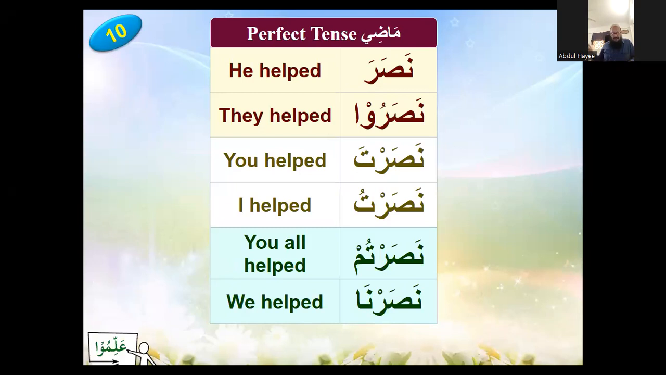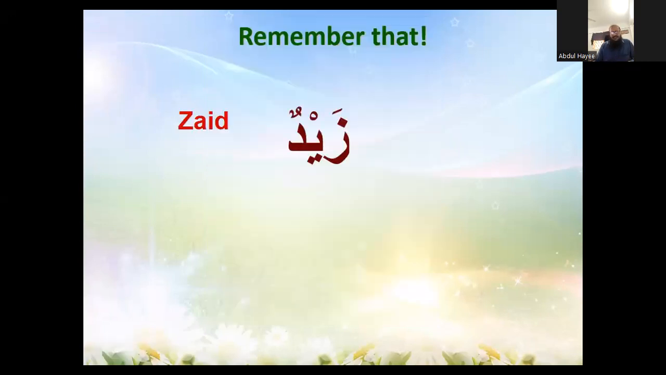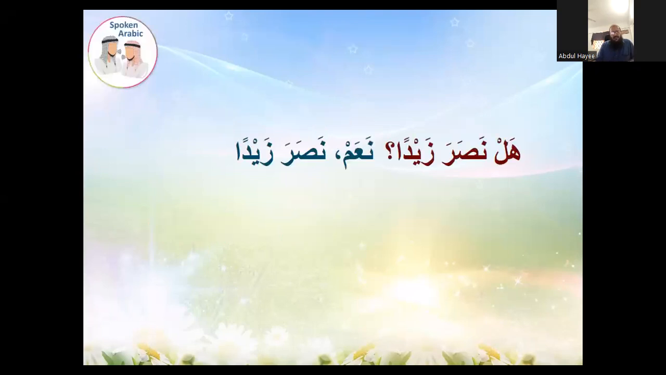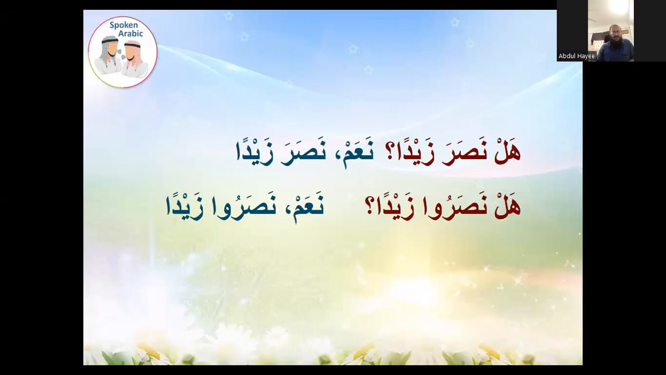Nasara, he helped. Nasaru, they helped. Nasarta, you helped. Nasartu, I helped. Nasartum, you all helped. Nasarna, we helped. Okay. Let's have the dialogue. See, Zaidun with double dhamma means the original form, the doer of an action. When it changes to double fatha, it means the object. Let's see a dialogue. Hal nasara Zaidan? Nam, nasara Zaidan. Hal nasaru Zaidan? Nam, nasaru Zaidan.